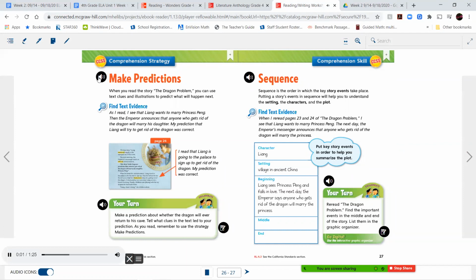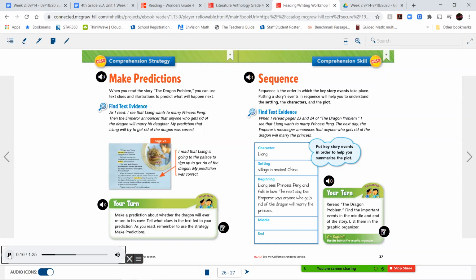Make predictions. When you read the story, The Dragon Problem, you can use text clues, illustrations, and your own experience to predict what will happen next. Find text evidence. So when we're talking about text evidence, we want to first break apart or decompose those words into their meaning so we can understand what they're talking about.